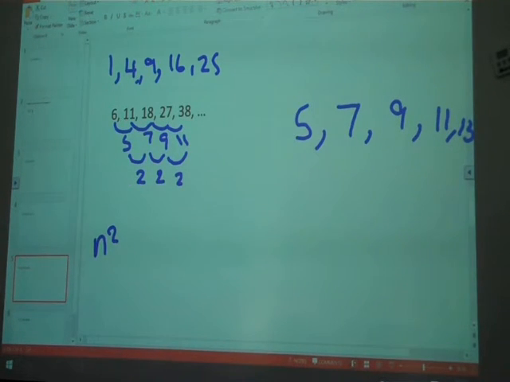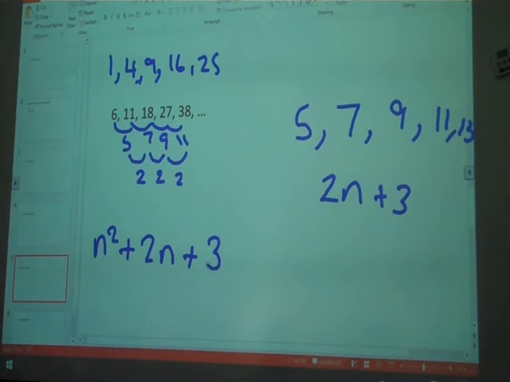Can you find a rule for that set of numbers? You add 2. Well, you're looking at 5, 7, 9, 11, 13. Don't think too deeply. What's the rule for that? Plus 2. So it's going up in 2s, so it's 2n plus 3. So my rule for this sequence 6, 11, 18, 27, 38 is n squared plus 2n plus 3.